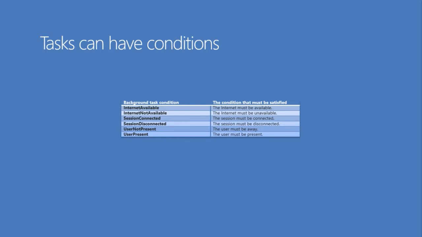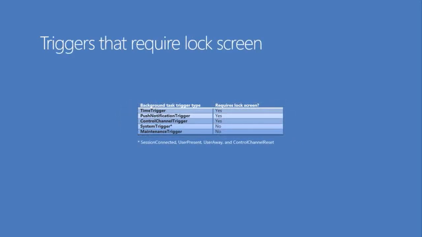Tasks can also have conditions. You could say, I want to fire off this background task, but I only want to do so if the internet is available, or if the user is present or not present. So you can add this into the equation as well. And there's some that even require access to the lock screen. The reason for that is because of the potential interaction it can have with the lock screen. And if you happen to use one of these type of triggers that require the lock screen, that means in your application manifest you also have to provide the lock screen image, which is just a monochrome. It's either transparent or white. So just remember that now becomes a requirement as well.